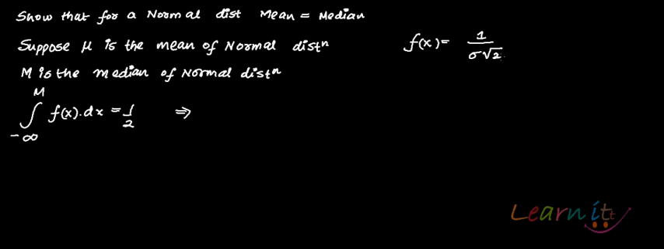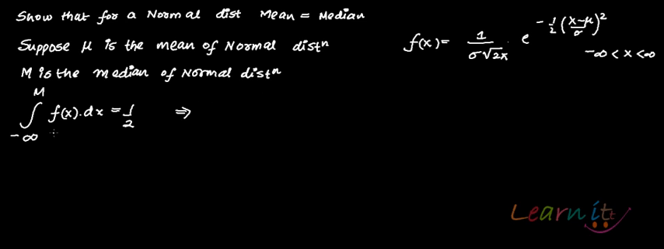So you could say this, that the integral from minus infinity to m of f(x) dx should be equal to half. f(x) is the probability density function of x when x is a normally distributed variate. What does this imply? What is f(x)? For a normal distribution, it would be 1 upon sigma root 2 pi into e to the power minus half (x minus mu upon standard deviation) whole square. It is defined from minus infinity to infinity.